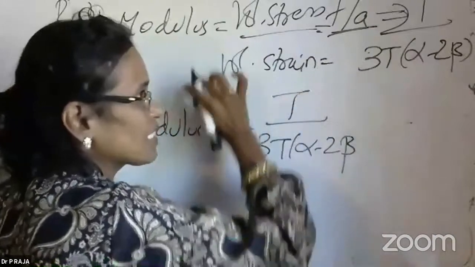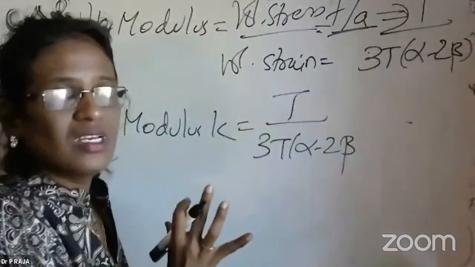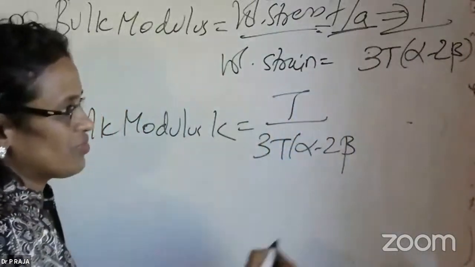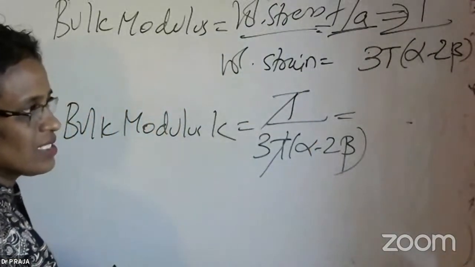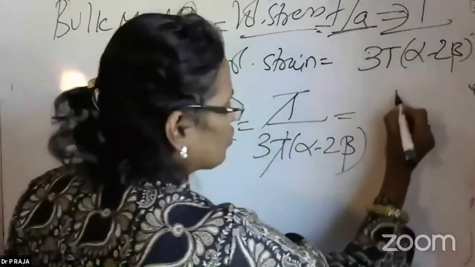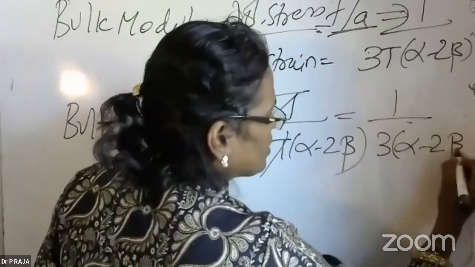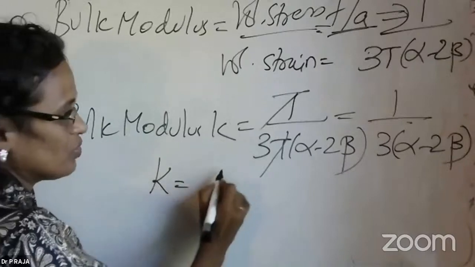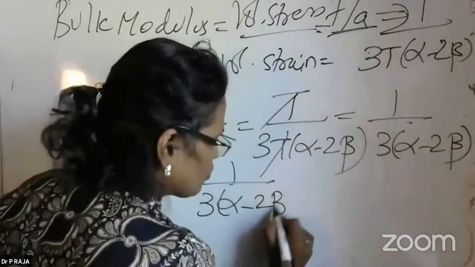This factor was calculated in the way that we did, by finding the difference in the change in the volume directly, as a strain factor. Now T will be cancelled, and you will be left with what? K is equal to 1 by 3 into alpha minus 2 beta. So I will find that K is equal to 1 divided by 3 into alpha minus 2 beta.